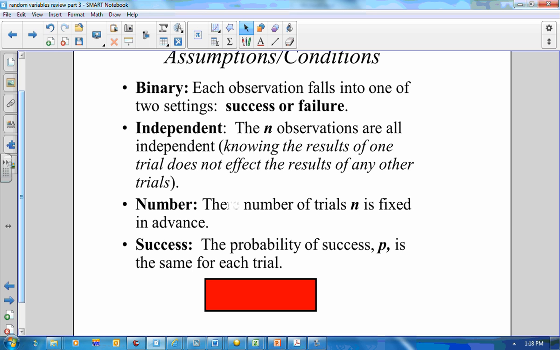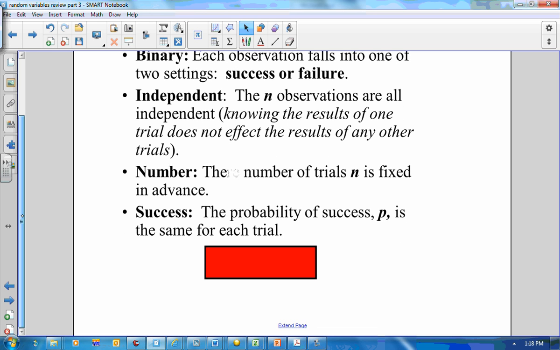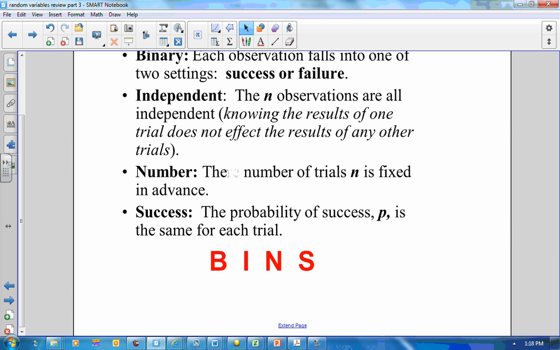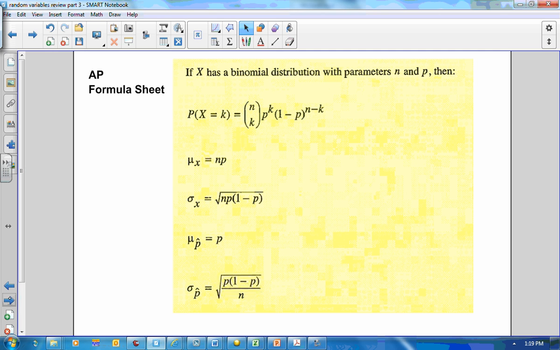And last but certainly not least, the S for success. The probability of success, which we call p, is the same for each trial. Every time I flip the coin, the probability that I get a head is 0.5. And so those initials, B for binary, success, failure, I for independent, N for number of trials fixed in advance, and S for success. So BINS may help you remember that.